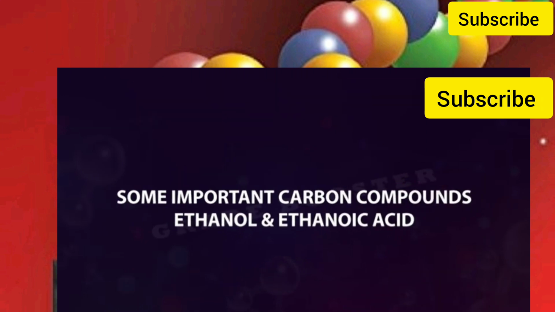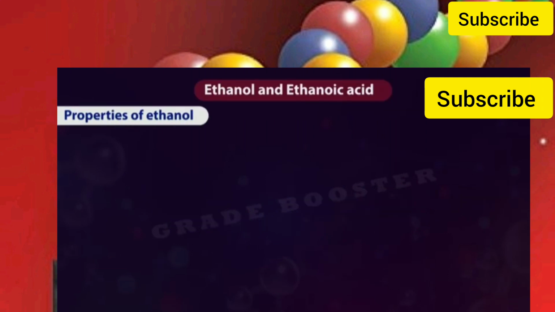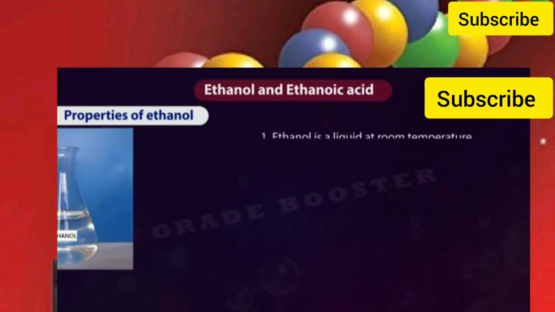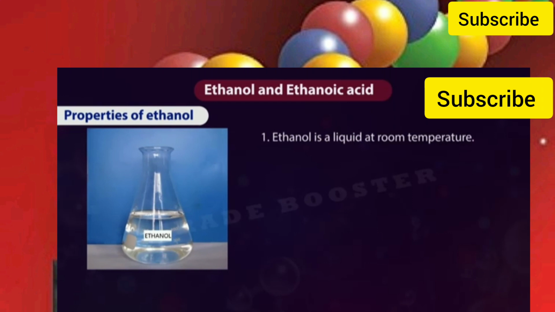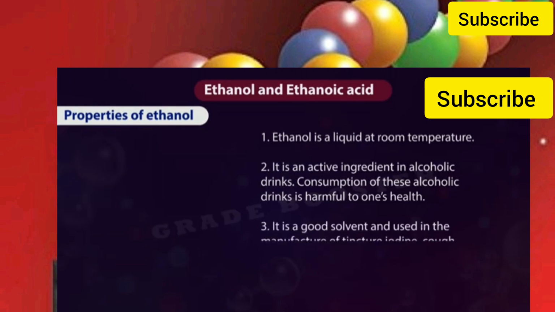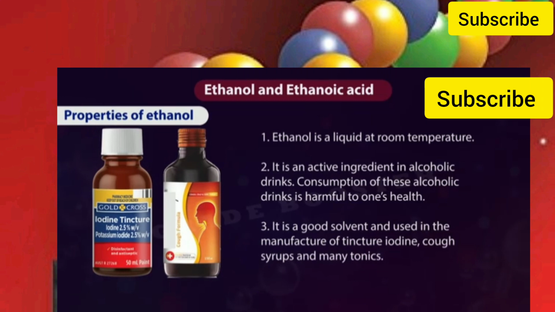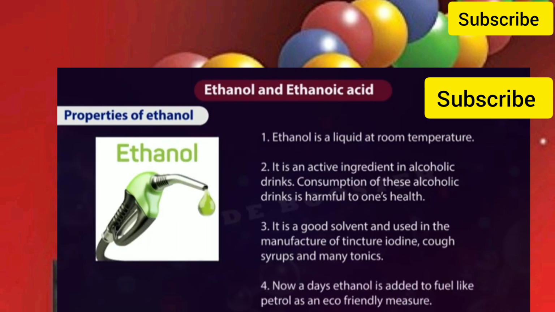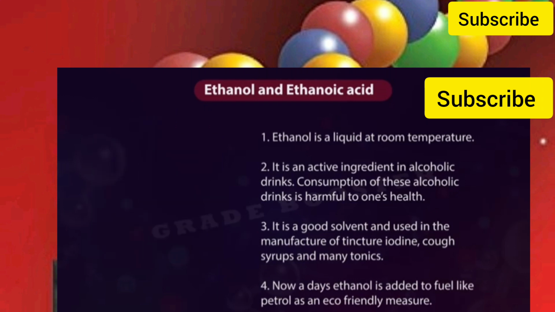Some important carbon compounds: ethanol and ethanoic acid. Properties of ethanol. 1. Ethanol is a liquid at room temperature. It is an active ingredient in alcoholic drinks. Consumption of these alcoholic drinks is harmful to one's health. Ethanol is a good solvent and used in the manufacture of tincture iodine, cough syrups, and many tonics. Nowadays, ethanol is added to fuel like petrol as an eco-friendly measure.